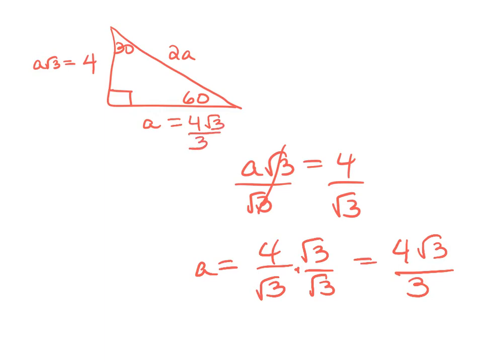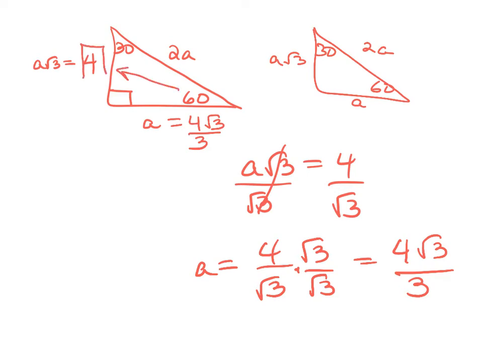How did you know how to do 4 divided by a square root 3? Because what you're going to memorize is that across from the 30 is A, across from the 60 is A root 3, and this is 2A. So if I told you that the side across from the 60 equals 4, and you memorize that the side across from the 60 is A square root 3, you're going to set up an algebraic equation and solve for A.